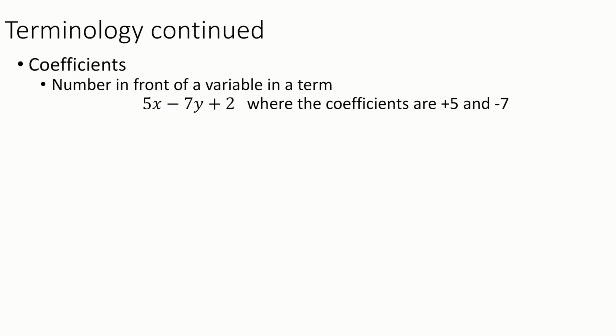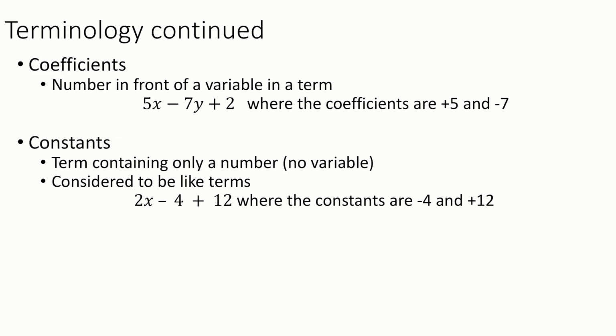Now, for any term, we can be talking about coefficients. Coefficients only refer to the numbers in front of a variable in a term. So for example, 5x, the coefficient is 5, minus 7y, the coefficient is minus 7, and for 2, well, there's really only a coefficient there, and we would just say it's 2. And constants are terms only containing a number, so there's no variable in there. So the 2 that we saw in the last example is an example of a constant.